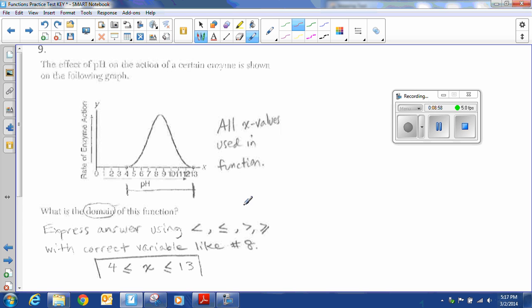Number 9. So this one asks for domain this time. So we need our answer in terms of x, whereas number 8 asked for answers in terms of y, the range. So here we want to find what are all the x values used in this function. So as you can see, we start with 4, and we go across, and we end with 13. So this bell curve looking graph or function consists of all x values between 4 and 13. This, ladies and gentlemen, is how you write that. 4 is less than or equal to x, which is less than or equal to 13.